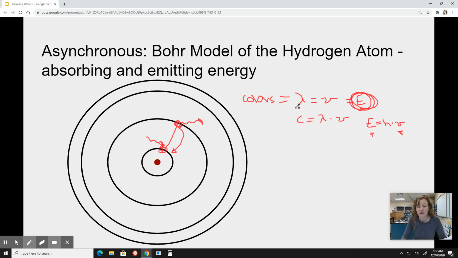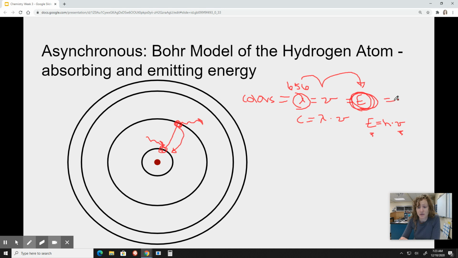So if it emits energy with a 656 wavelength like hydrogen does, we can use that wavelength to calculate the energy that the electron is giving off, and therefore the energy that the electron also absorbed. So there's this very specific relationship here. Specific color means a specific wavelength, means a specific frequency, means a specific quantity of energy. And that's what Bohr built.